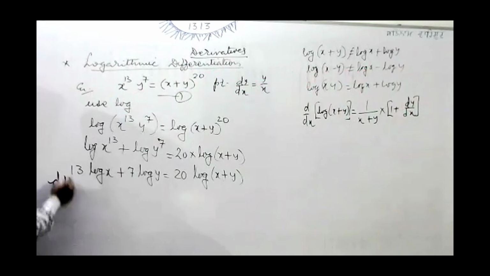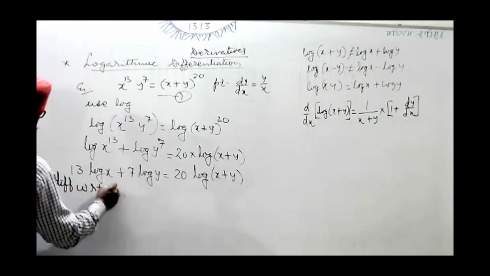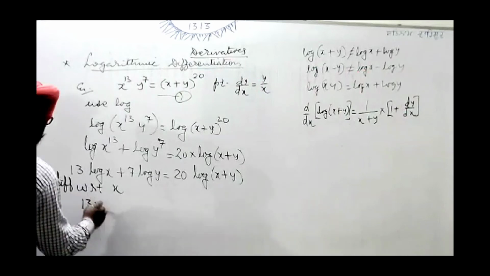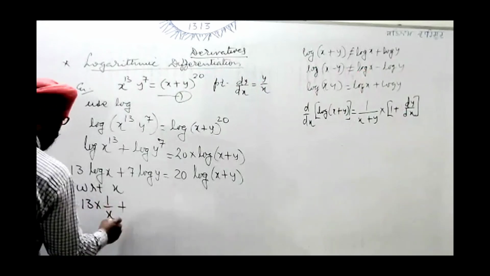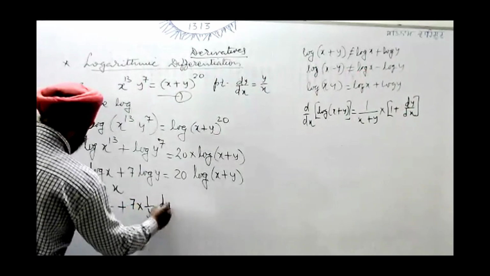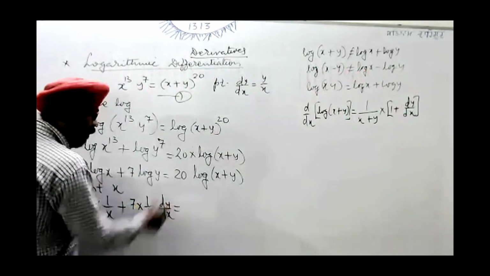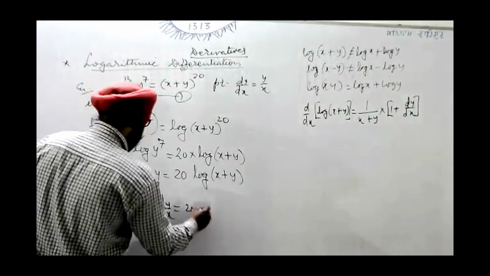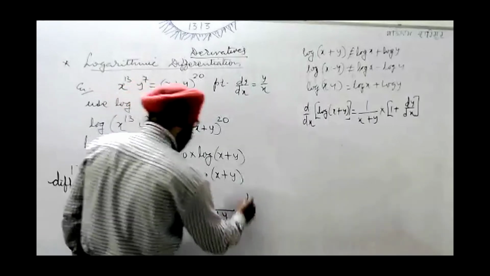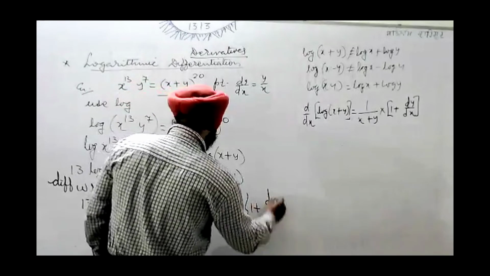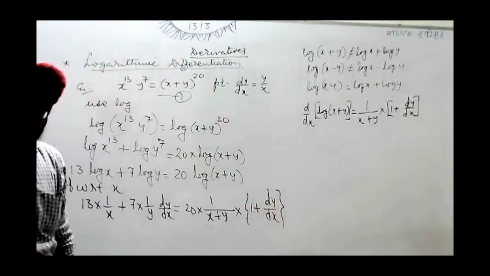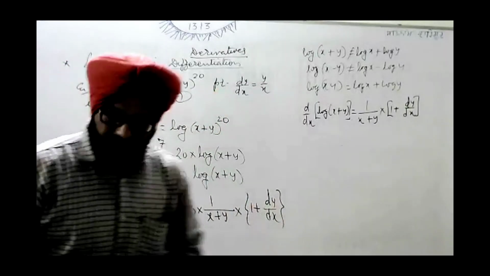We write here, differentiate with respect to x. First 13 into 1 by x plus 7 into 1 upon y dy by dx equal to 20 into 1 upon x plus y into 1 plus dy by dx. The only thing which is left is simplifying. Up to this much, your doubts and comments.